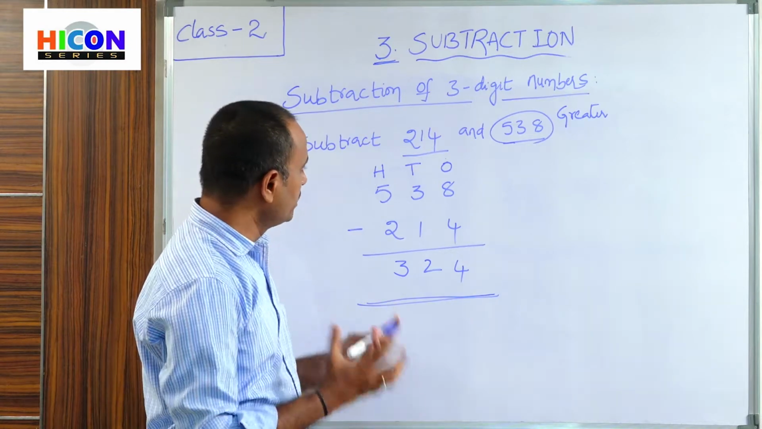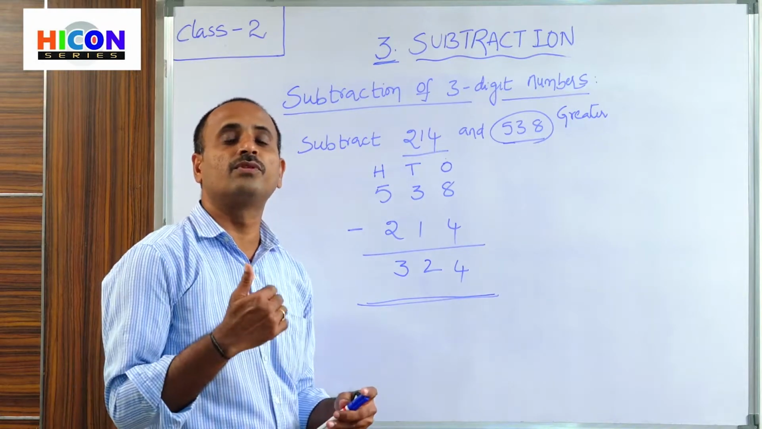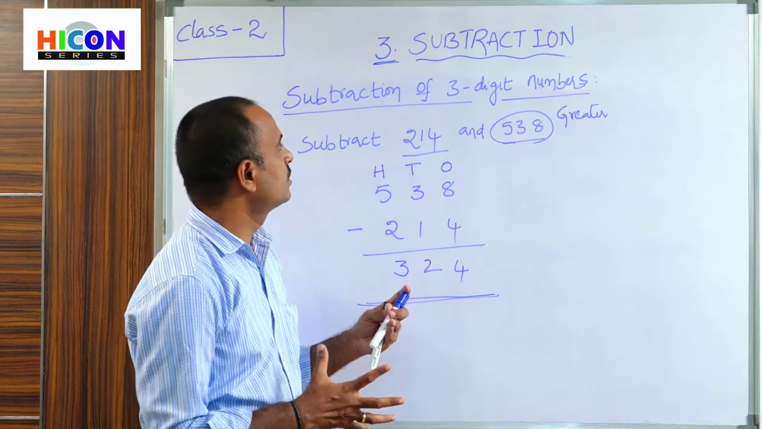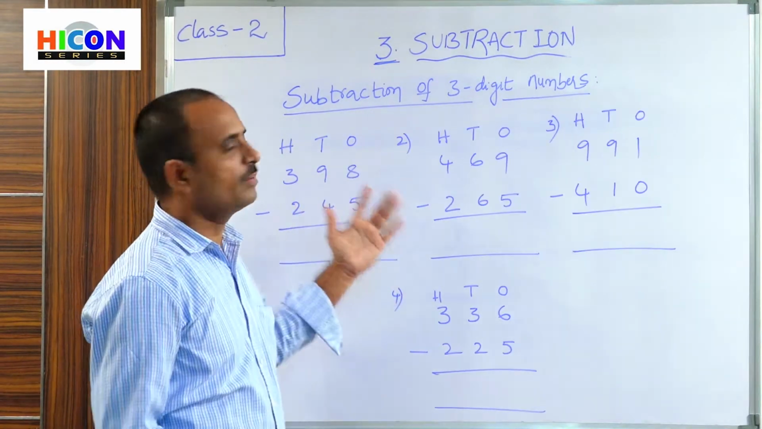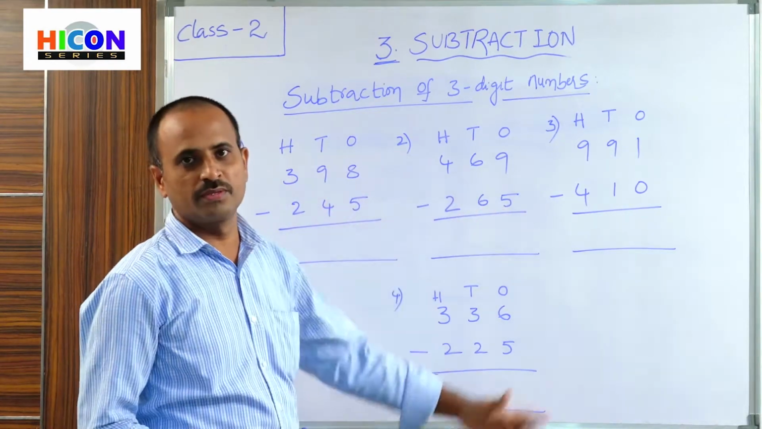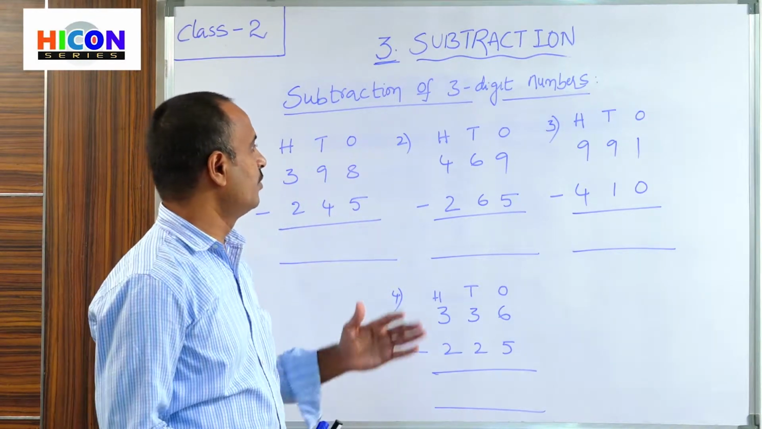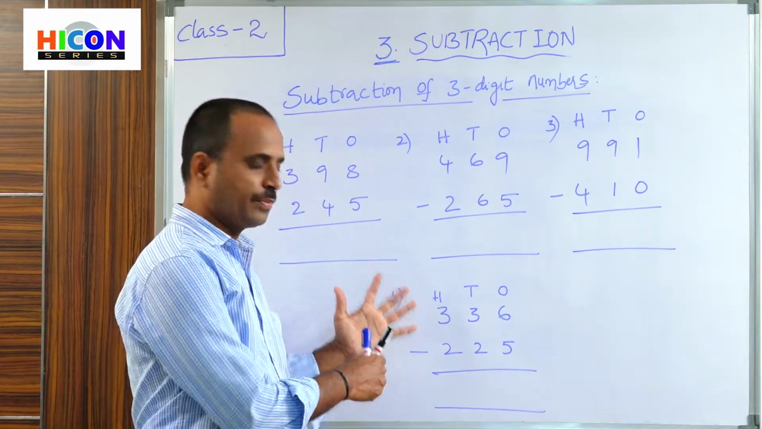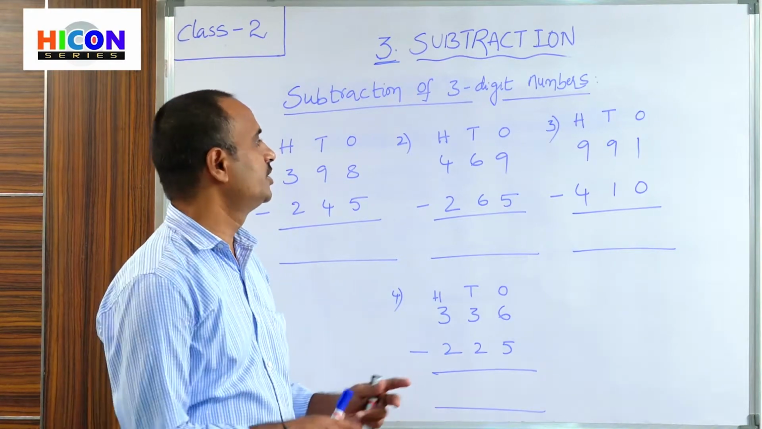So children, in this way we can do the subtraction of 3-digit numbers as we do with 2-digit numbers. Let us practice some problems on the subtraction of 3-digit numbers. There are 4 problems given, and all of them are 3-digit numbers. We have to subtract these 3-digit numbers. Let us practice these problems, then we will get a clear understanding of how to subtract 3-digit numbers.